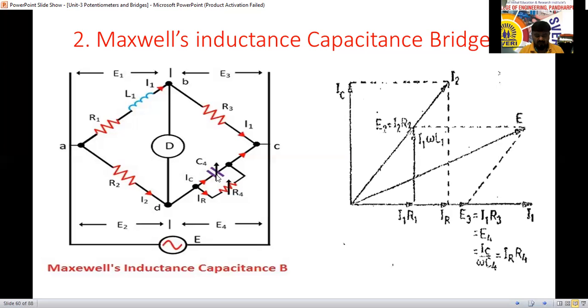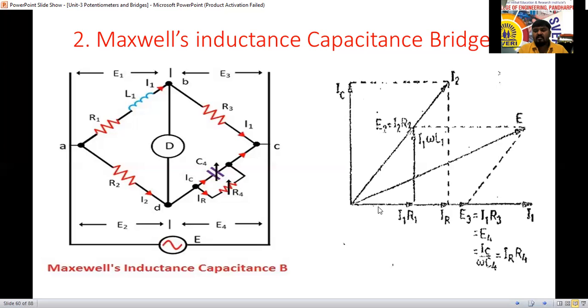Is there capacitance here? So one variable capacitance is connected in parallel with the variable resistance. R1 is the unknown resistance, L1 is the unknown inductance, and R2 and R3 are the non-inductive standard or known resistances. Known resistances here. Next, again the AC supply we are going to apply.